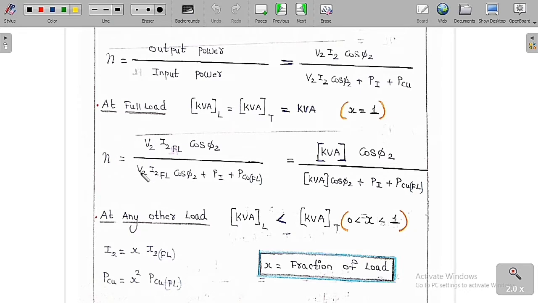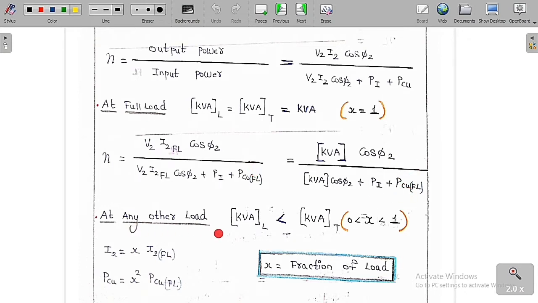Now I want to find the efficiency of the transformer at the full load condition, which is equal to V2 into the full load current I2 full load into cos phi 2, by V2 I2 full load current into cos phi 2 plus Pi plus copper loss at full load. Now V2 into I2 FL is called the kVA rating of the transformer. So kVA into cos phi 2 by kVA into cos phi 2 plus iron loss plus copper loss at full load, because V2 into I2 full load is the kVA rating of the transformer or of the load, both being equal at the full load condition. So this is the efficiency of the transformer at the full load condition.